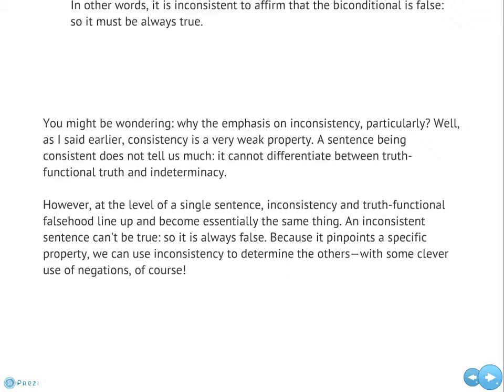So at the level of a single sentence, inconsistency and truth functional falsehood line up. They become essentially the same thing, because an inconsistent sentence can't be true. It's always false. So inconsistency pinpoints a specific property. So we can use inconsistency to determine the other properties with some clever use of negations. That's why inconsistency seems to be the thing we're focusing on.